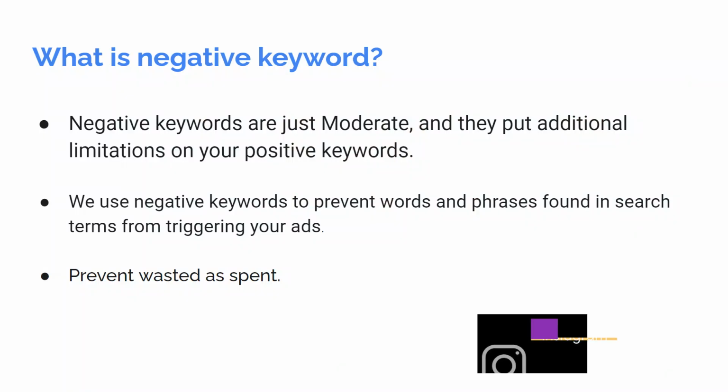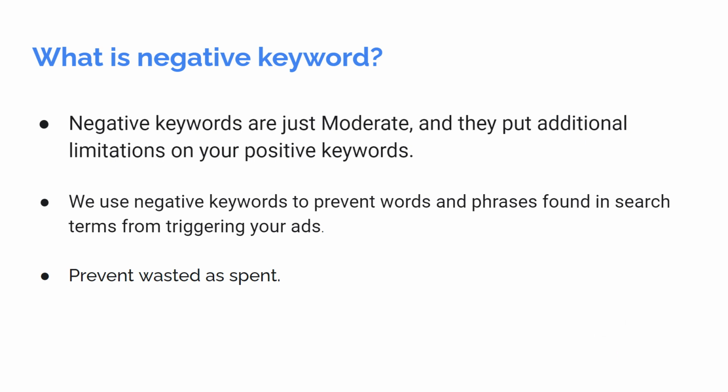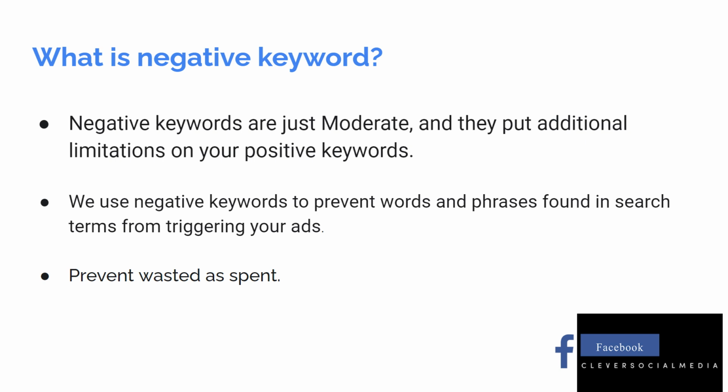So we have already talked about what the match types in Google Ads are, how to find high intent keywords, and how to do keyword research and build out different keyword match type lists throughout the previous few videos on this channel. And I think this is the right time to talk about negative keywords, which are very important when you are running Google Ads. Negative keywords are just moderators and they put additional limitations on your positive keywords.